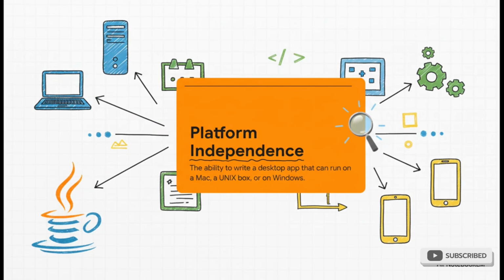So the solution his team cooked up was absolutely revolutionary: platform independence. They created a language where you could write your code one single time, and it would just work, anywhere, on any chip. This little mantra, write once, run anywhere, became Java's superpower.